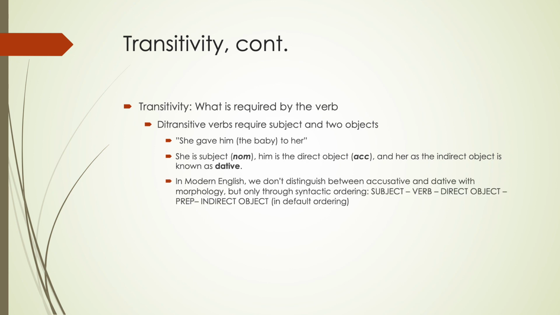In modern English, we put all of our objects into the same case. We don't really distinguish between accusative and dative with any sort of morphology, but we do have a default syntax order for this. So in our default ordering in English, we would have our subject and then our verb and then the direct object, and then we would put the indirect object into a prepositional phrase. So the indirect object would go after that preposition. And the preposition indicates that it's the dative case now. Because we don't have those case markings, we use these other syntactic aspects to do it instead.